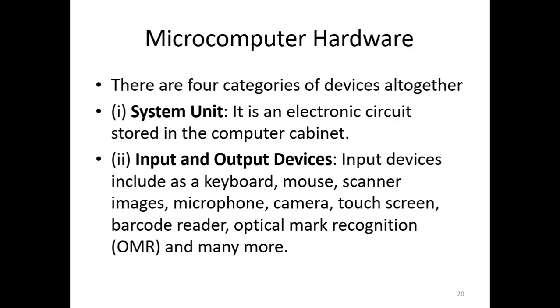Then we talk of the microcomputer hardware. There are 4 categories, and 2 are here in this slide. That is the system unit, which is the electronic circuit, and we have the input and output devices, which are the keyboard, mouse, scanner, image camera, touch screen, barcode, and all that type of thing. And we have the barcode readers, optical mark recognition, and many more. These are the 2 here, the system unit and the input and output devices.